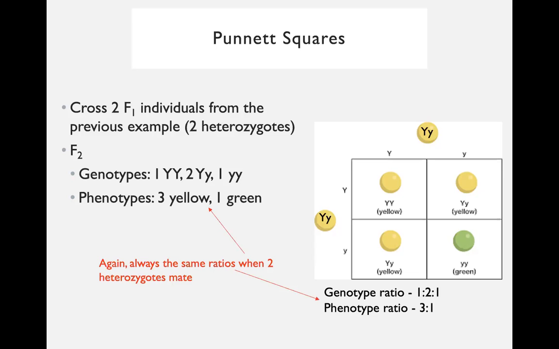This is called a monohybrid cross. Mono means 1, so we're talking about 1 character, just one color. Hybrid means you have 2 heterozygotes crossing. So this is a monohybrid cross. When you have a monohybrid cross, you have this genotype and phenotype ratio every single time, assuming we're dealing with a simple system like this.